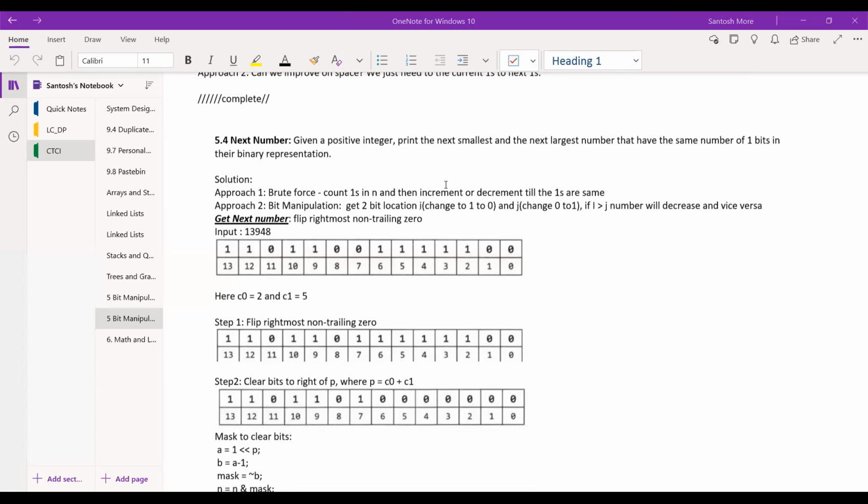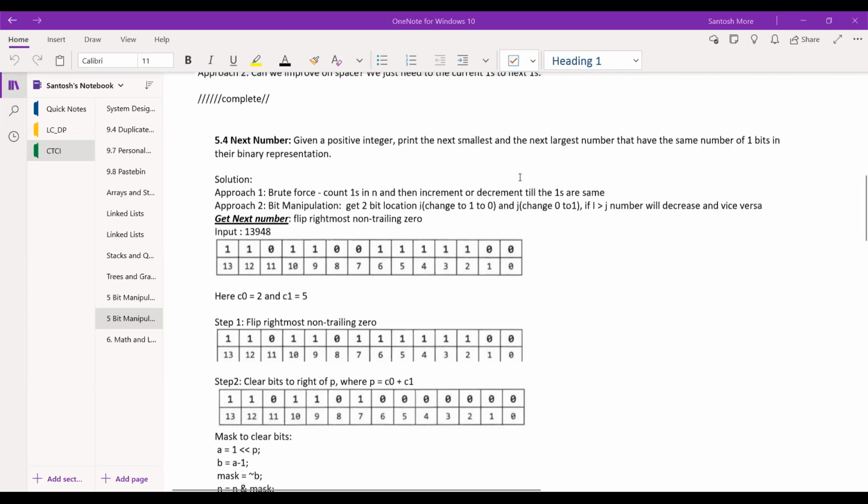Okay. So welcome to another session on CTCI and SD skills. Today we'll be discussing a couple of problems that were left over from the last session. These were about bit manipulation. The first problem: given a positive integer, print the next smallest and the next largest number that have the same number of 1 bits in their binary representation.